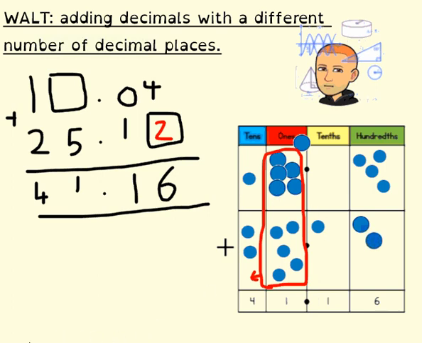Now to show that in my column method, what did I add to the 5 to give me 11? We added a further 6 counters, so that can go in here. I then exchanged 10 of those ones for 1 ten by putting the 1 here. Now if I look, 1 add 2, add my exchange 1, gives me the correct total. So actually, 16.04 add 25.12 gives me my answer of 41.16. There we have it.